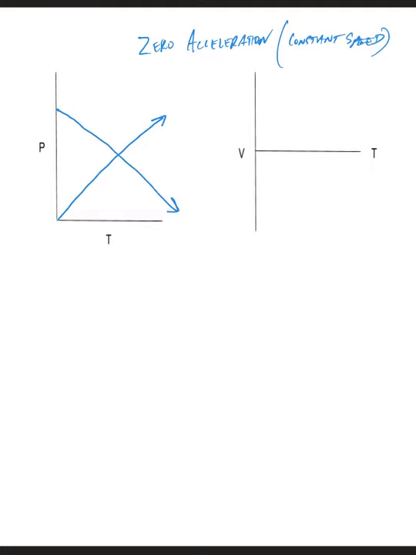This would also show zero acceleration. Both are constant speeds, just one is in the positive direction, one is in the negative direction. On a velocity time graph, remember adding these numbers really helps.